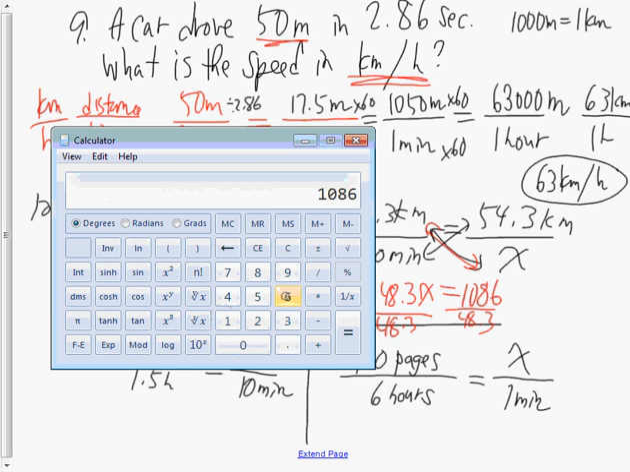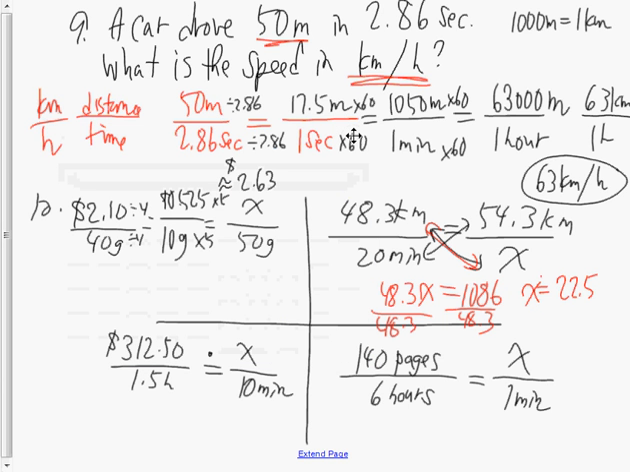And therefore, 1,086 divided by 48.3 is x would equal 22.5, or approximately 22.5. So it would be roughly 22 minutes, and since 0.5, you could say 30 seconds. That's half a minute. Or you could say 22.5 minutes. That's also correct.